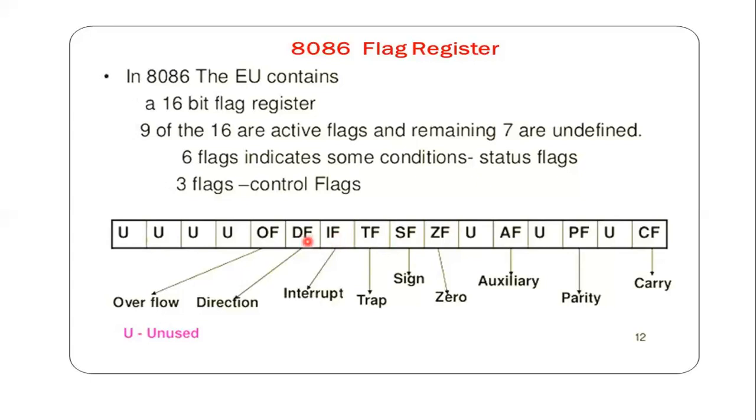And then the direction flag. The logic level of the direction flag determines the direction in which string operations will occur. When it is set, the string instruction automatically decrements the address. When it is reset, the string address is incremented. That is, the data transfer proceeds from the high address. So these are the various 8086 flags.